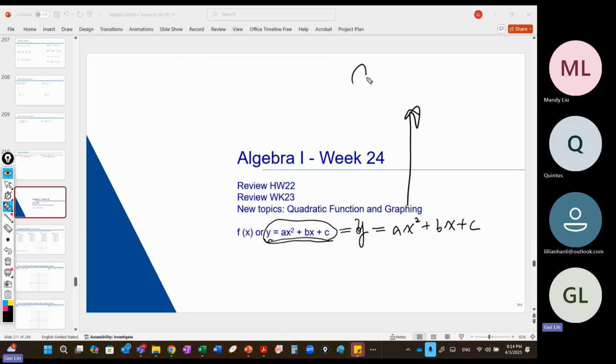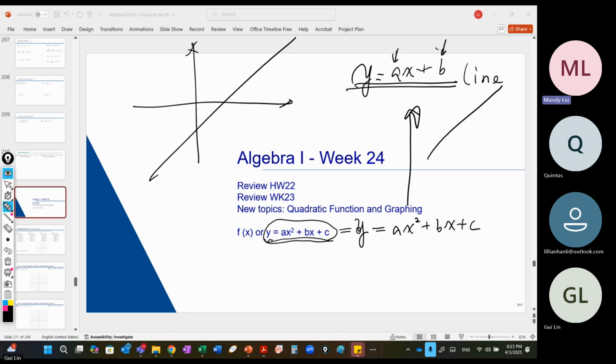Do you guys still remember earlier we talked about y equals ax plus b? This is a linear line, like a straight line. This is the slope, and this is the y-intercept. Just remember. What about the x-intercept? What equals 0? Y equals 0. So this one is negative b over a, right? When x equals 0, y equals b. The slope is a. So we know this one.